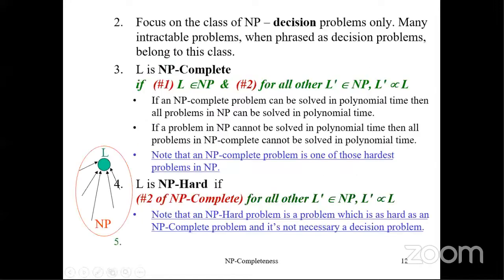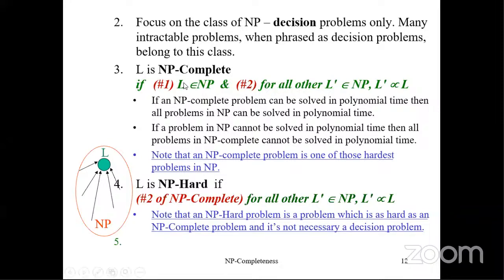So when you focus on the class of NP, you have many intractable problems, and these problems belong to a class. L is NP complete if and only if, one, L is an element of NP, and two, for all other L prime that are elements of NP, the L prime can be transformed to L.